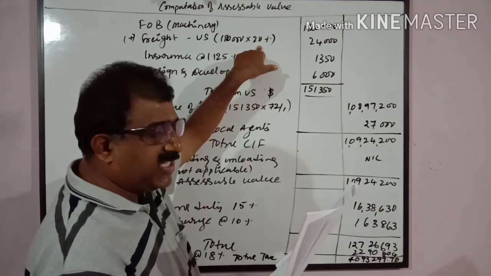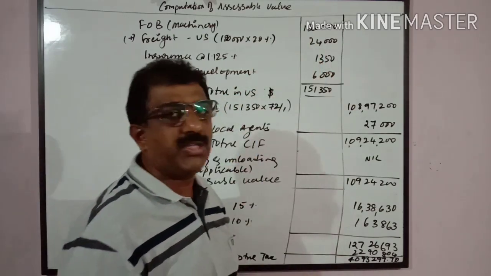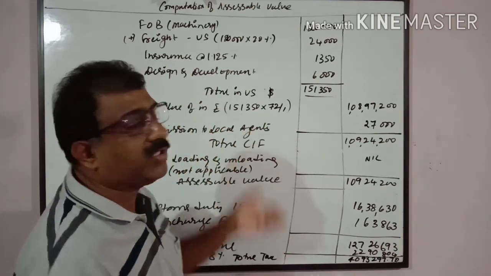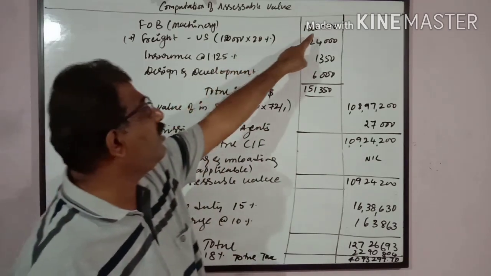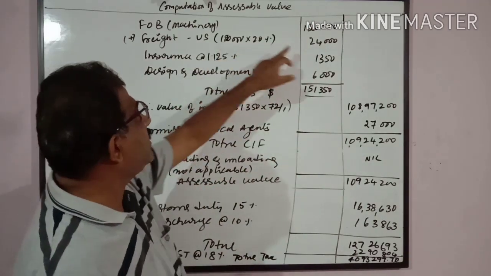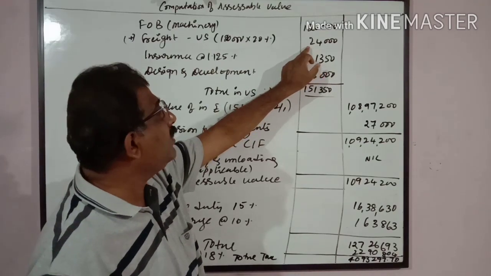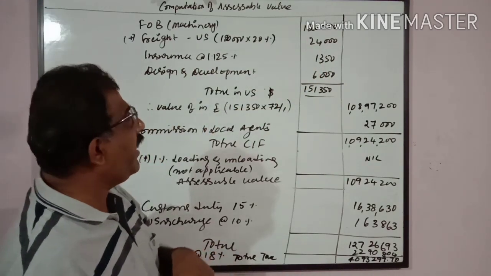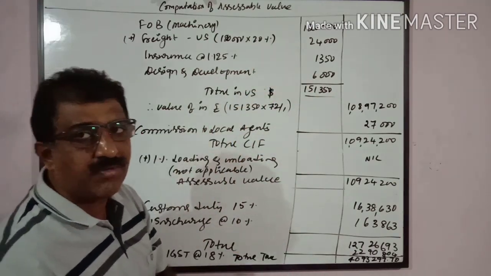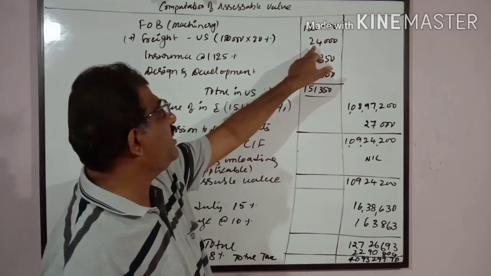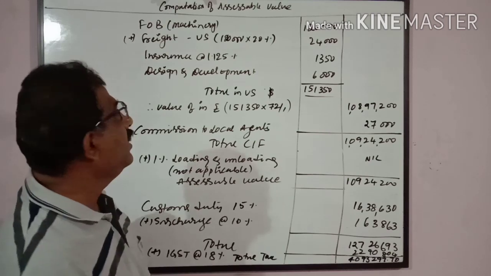24,000 or 36,000, whichever is least. So the least is 24,000, so I have taken that 24,000. I have not taken 36,000. So 20% on FOB is allowed. In case this is more than the value of freight paid, then you take the actual value. 24,000 and 36,000 is given in the problem, so whichever is least is considered. 24,000 is least, so I have taken 24,000.